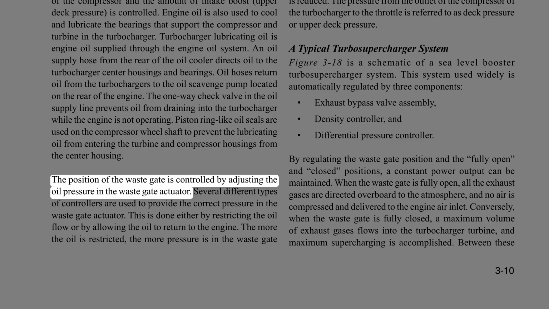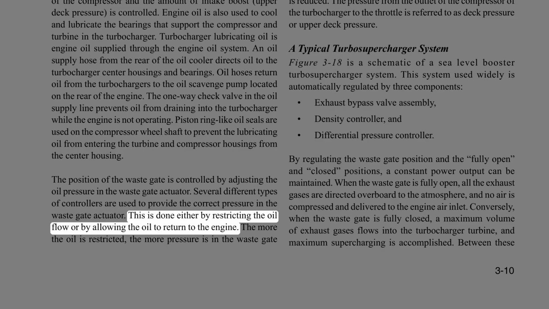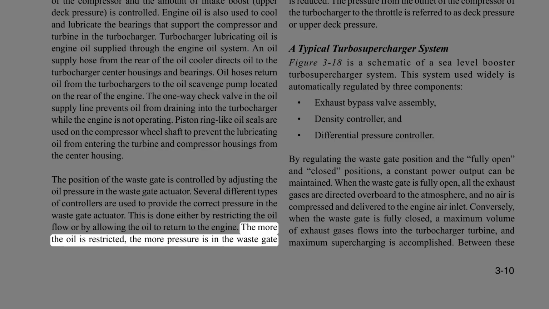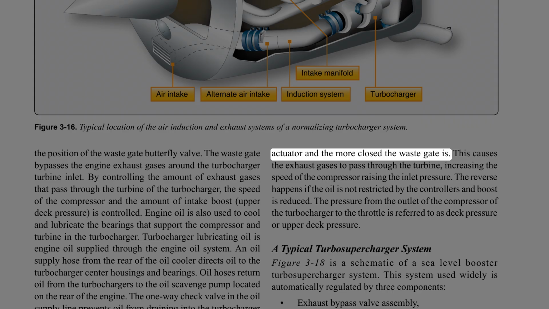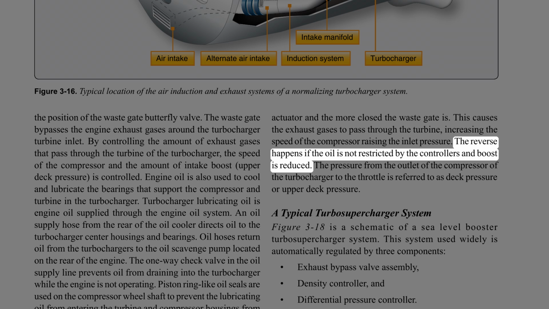The position of the wastegate is controlled by adjusting the oil pressure in the wastegate actuator. Several different types of controllers are used to provide the correct pressure in the wastegate actuator. This is done either by restricting the oil flow or by allowing the oil to return to the engine. The more the oil is restricted, the more pressure is in the wastegate actuator and the more closed the wastegate is. This causes the exhaust gases to pass through the turbine, increasing the speed of the compressor, raising the inlet pressure. The reverse happens if the oil is not restricted by the controllers and boost is reduced.